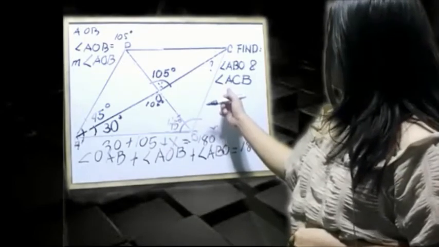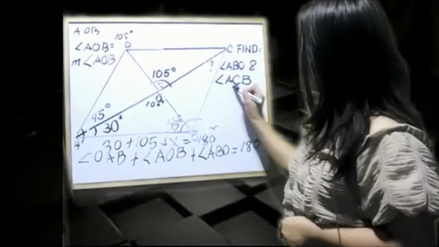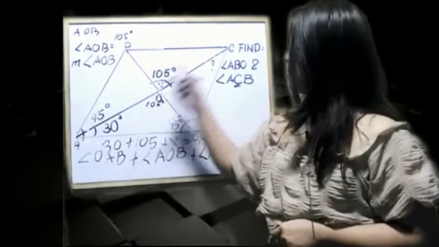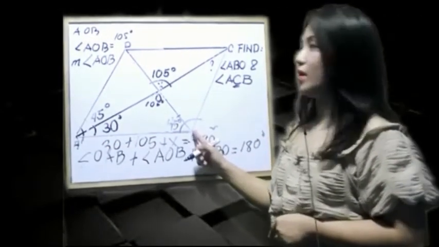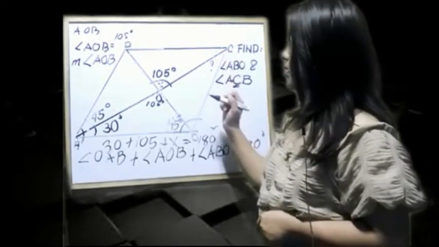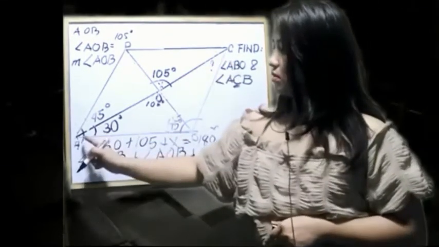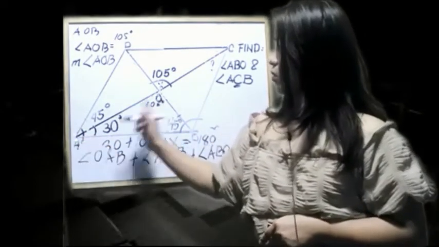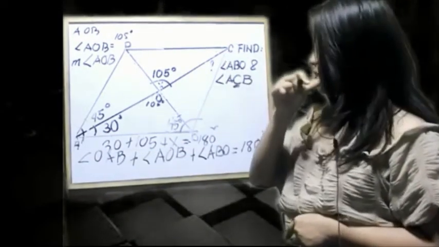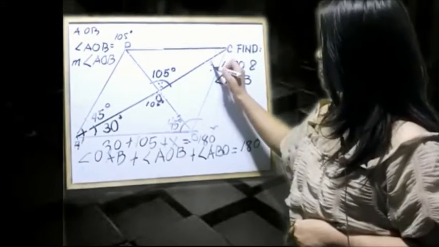And the measure now of angle ACB, which we are looking for. So take note of the center letter, which is C. So let me point here. Angle ACB. So we are going to find the measure of this one right here, the angle ACB or the angle C. Since angle C or angle ACB is opposite of the angle OAB, which is 30 degrees, this one right here is also 30 degrees.